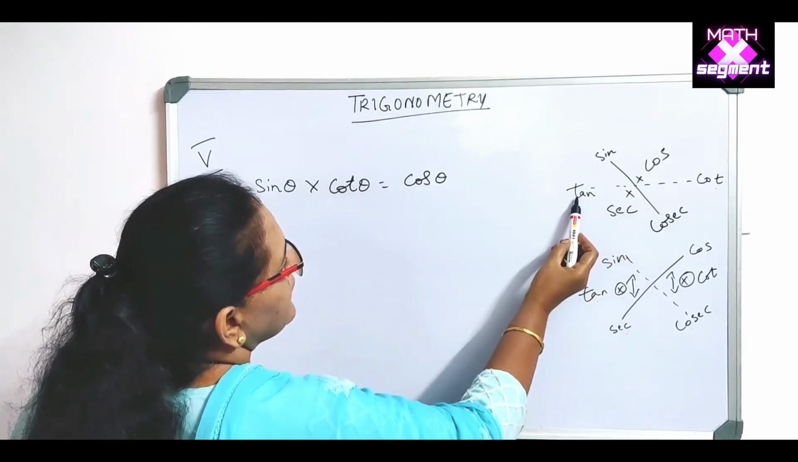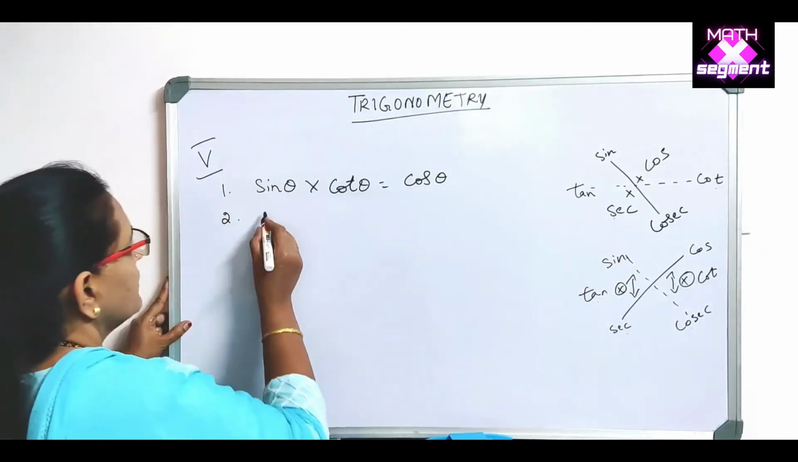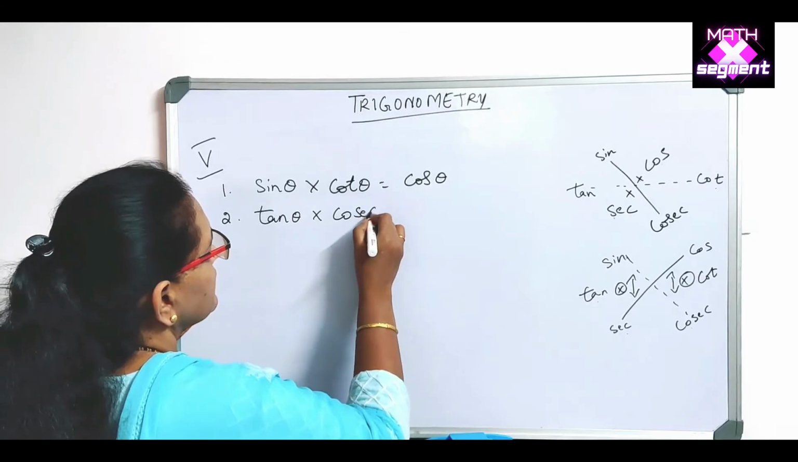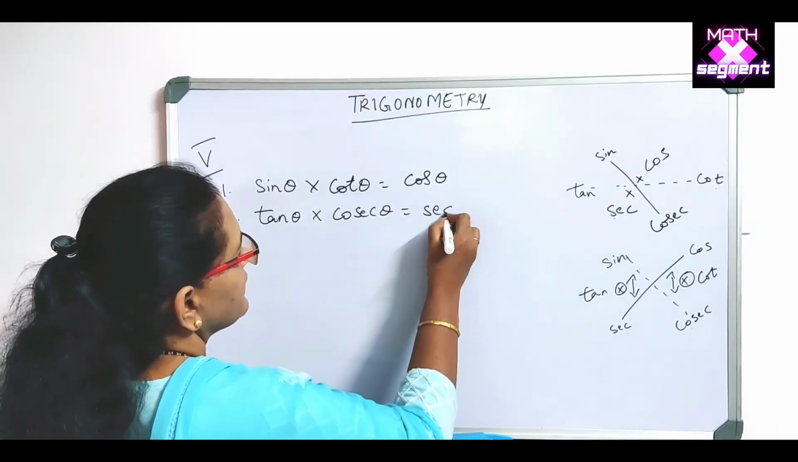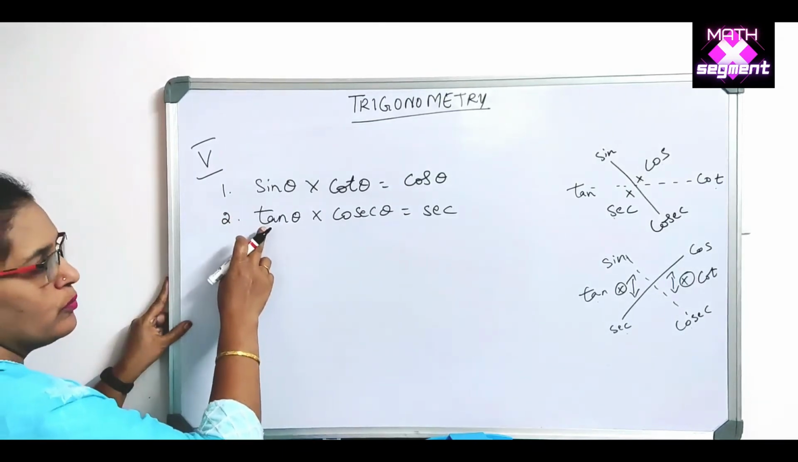That is tan theta into cosecant theta is sine theta. That means tan theta into cosecant theta is equal to secant theta. So from this figure I have noted down two formulas.